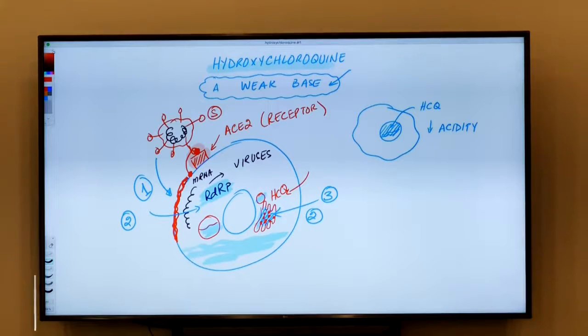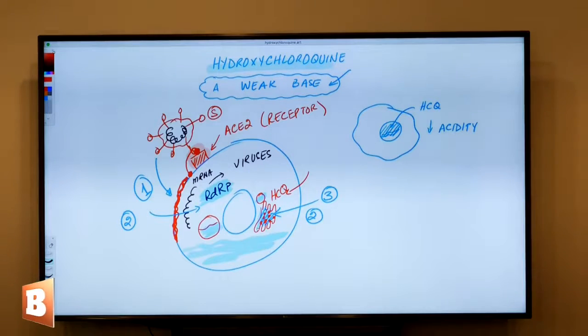Similarly, the virus components are made separately in the cell and then they are put together in the Golgi apparatuses. And Golgi apparatuses would also require an acidic environment. And when the hydroxychloroquine is present, the Golgi apparatus and the endoplasms cannot work correctly.